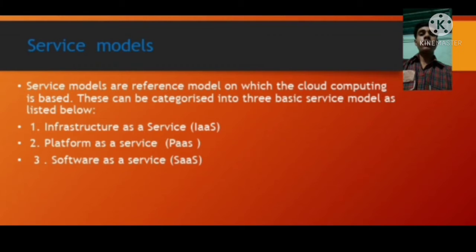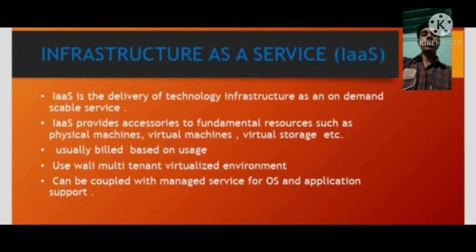Service models refer to the models on which cloud computing is based. These can be categorized into three basic service models as listed below: infrastructure as a service, platform as a service, software as a service. Infrastructure as a service (IaaS) is a delivery of technology infrastructure as an on-demand scalable service. IaaS provides access to fundamental resources such as physical machines, virtual storage, etc. Usually billed based on usage.